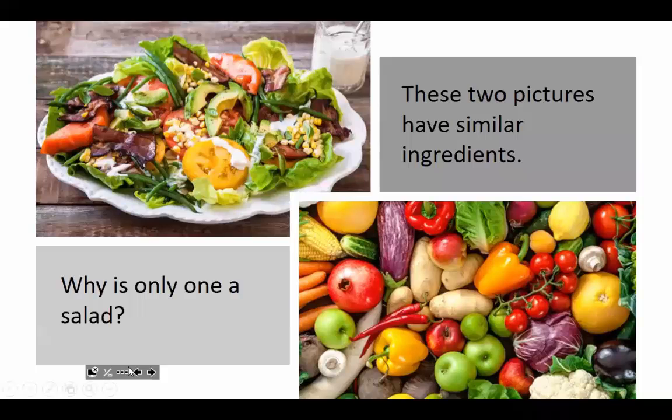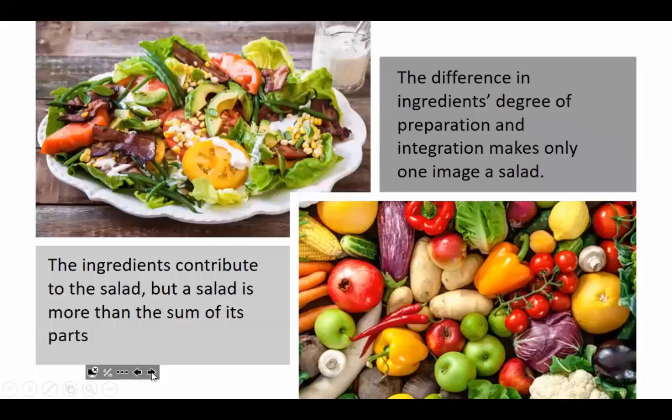All right, well, let's see what the slide has to say. The difference in ingredients, the degree of preparation and integration makes only one image a salad. The ingredients contribute to the salad, but the salad is more than just the sum of its parts.